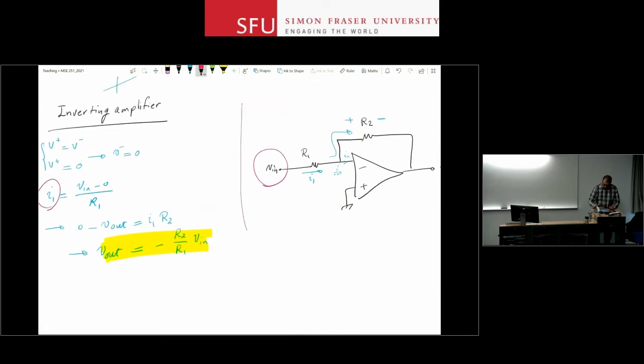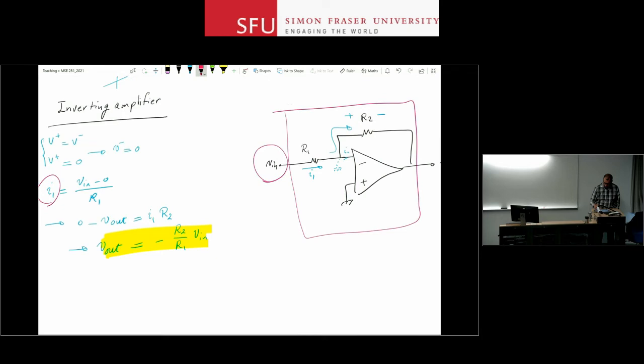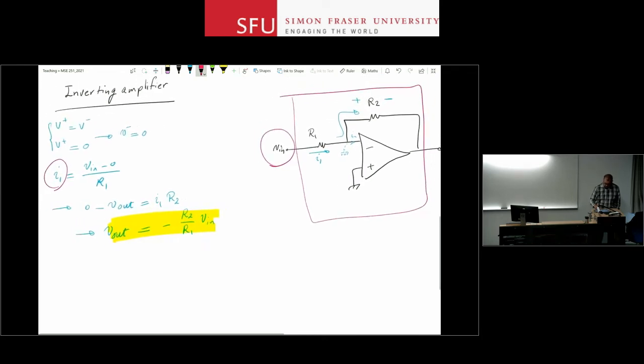Right, so if this entire thing is inside the box and I sell you the box as an amplifier with a gain of minus R2 over R1, what is the input resistance of that amplifier? So do that and then maybe ask me during the live session if you want to check your answer. But let's do an example.